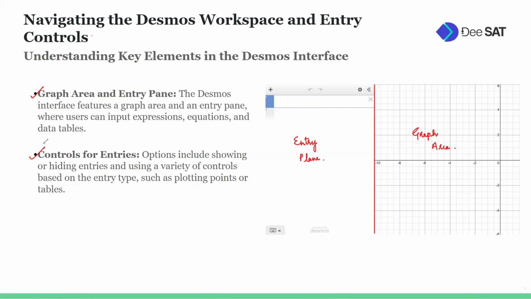For example, if you're plotting points in the table, you will see options to add more rows or graph a line of best fit. If you are entering a function, you can adjust its domain or add sliders to test variable changes. Let's explore this.